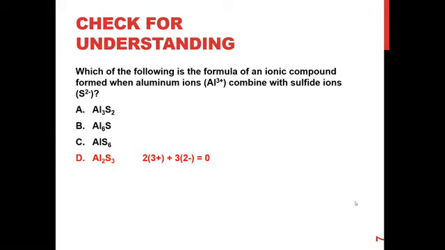In order for the total charge to equal 0, we will need 2 Al3+, because 2 times 3 plus is 6 plus, and 3 S2-. 3 times 2 minus is 6 minus, and 6 plus and 6 minus equals 0. If you look at all of the other choices, the total charge on any one of these compounds does not add up to 0. The only viable choice here is choice D, Al2S3.